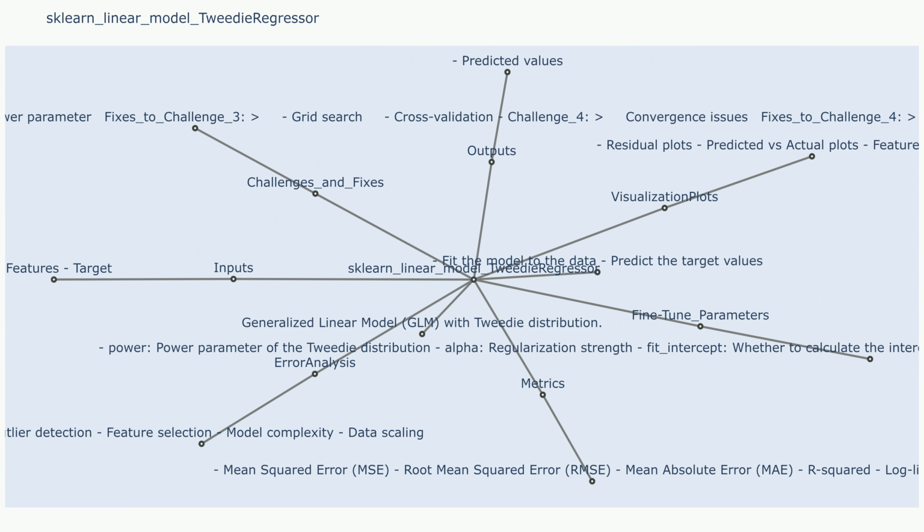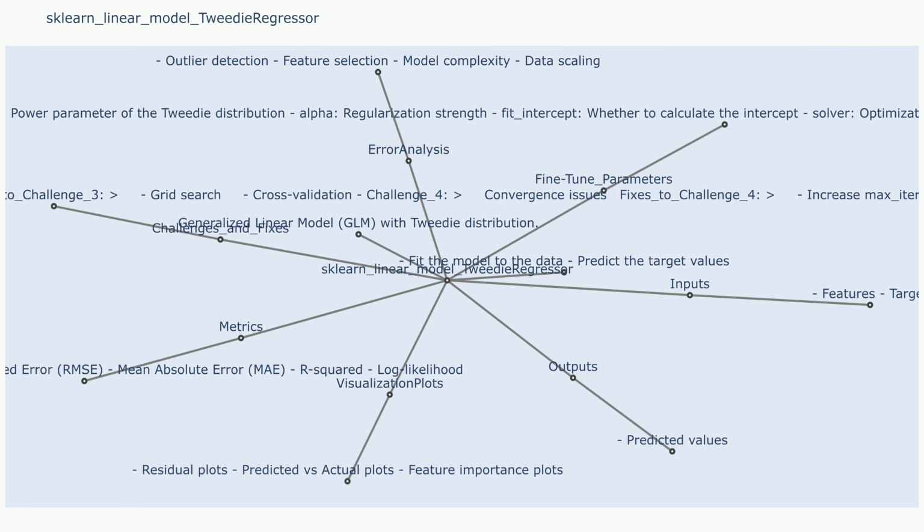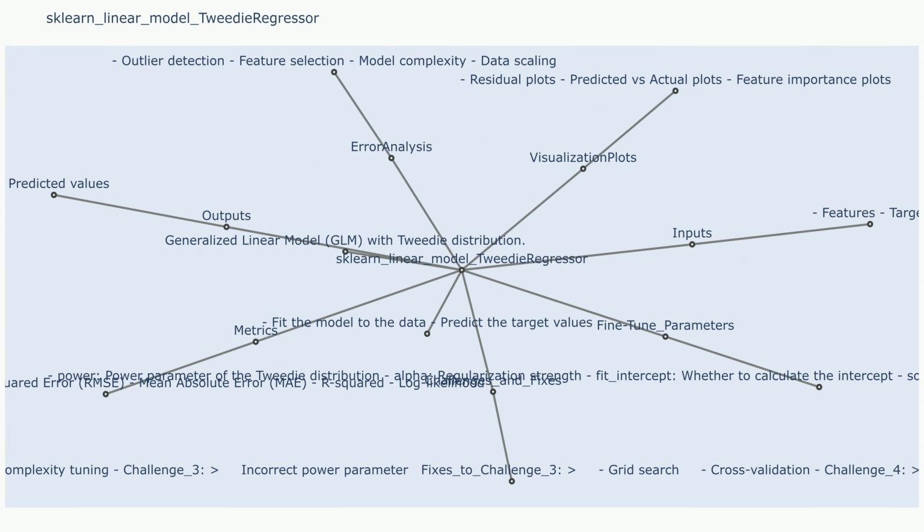Challenge 3. Nonlinear relationship between features and response. The Tweedie regressor assumes a linear relationship between the features and the response. Sample use case: modeling the number of website visits based on advertising spend, where the relationship may be nonlinear. Fixes. Transform the features using nonlinear functions, e.g., polynomial terms, logarithmic transformations, to capture the nonlinear relationship. Use a nonlinear model, e.g., decision tree, support vector machine, that can handle nonlinear relationships.